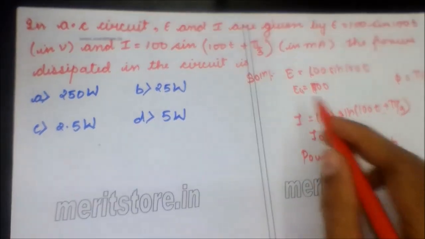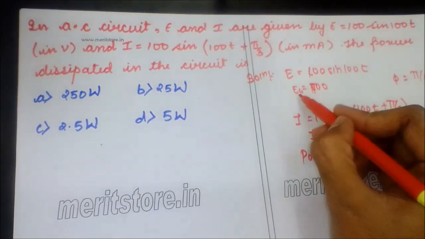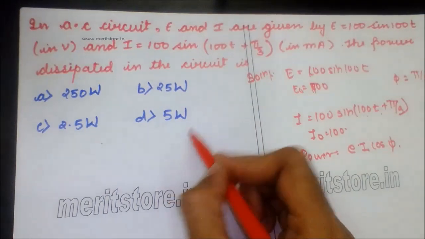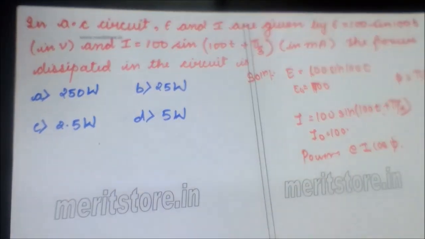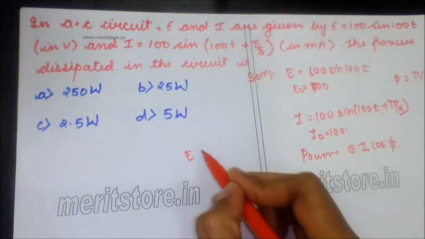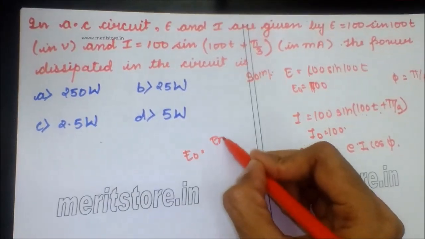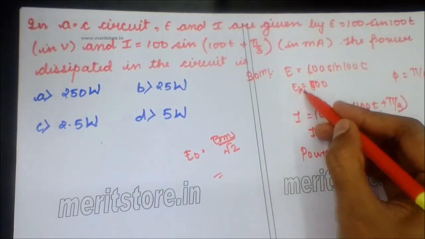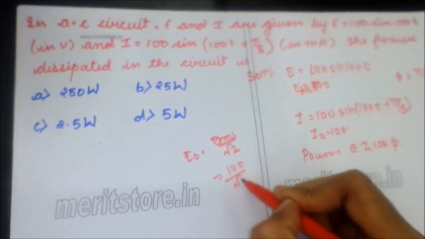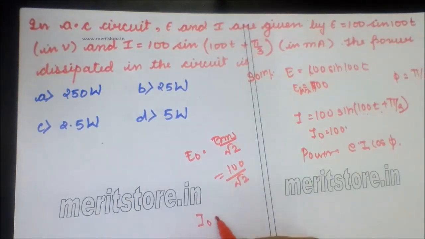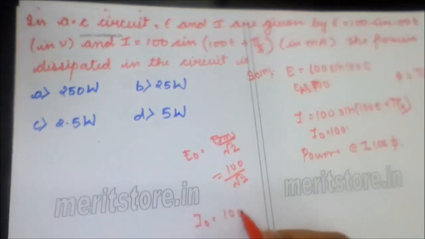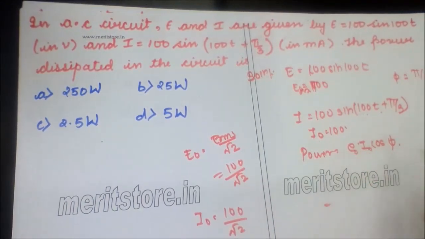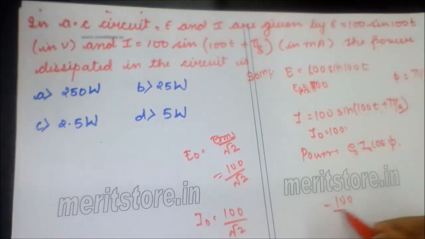Okay, so what we have is E naught. This will be the ERMS and this will be the IRMS. The relation between ERMS and IRMS is such that E naught equals ERMS upon root 2. So ERMS is given as 100 upon root 2, and similarly I naught will be 100 upon root 2.